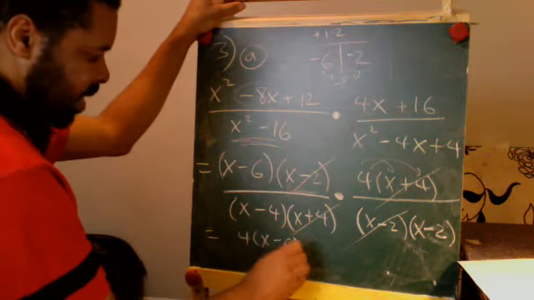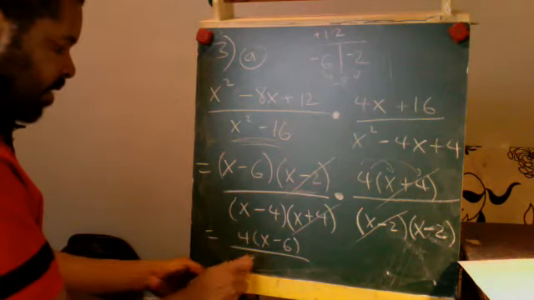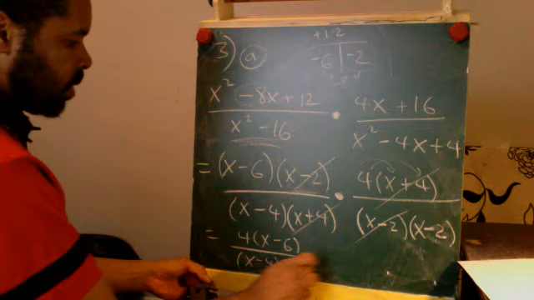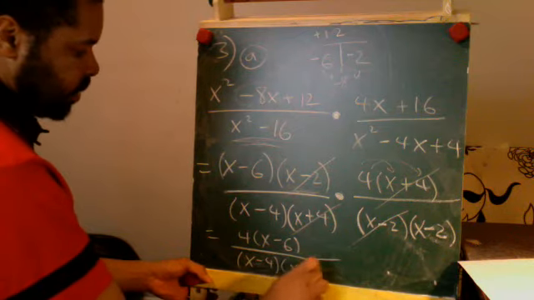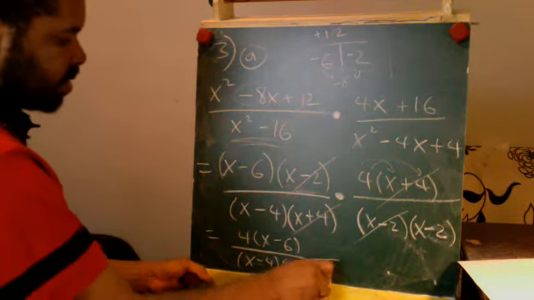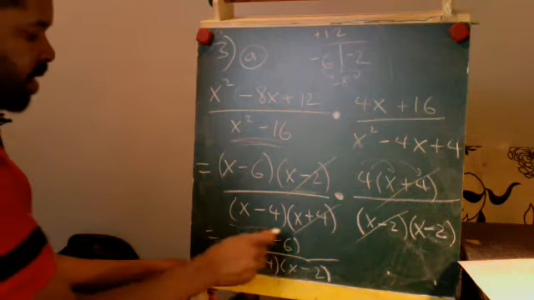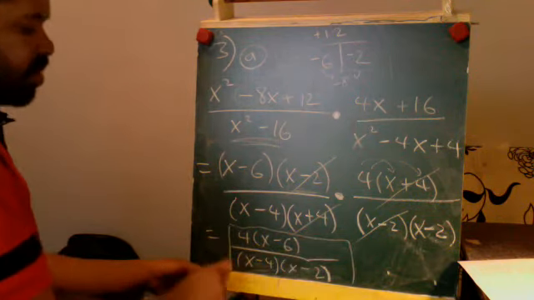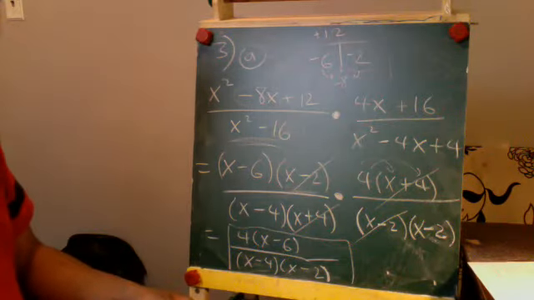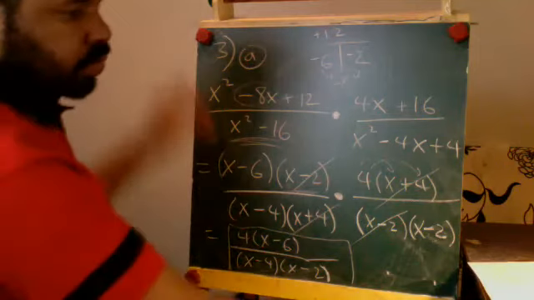I'll leave it like that. I'm not going to expand that. And in the denominator, I'm just going to have x minus 4 times x minus 2. All right? x minus 4 times x minus 2 in the denominator, and 4 times the quantity x minus 6 in the numerator. And so I'm checking my answers. Yes, my answer is correct. All right? So we're going to move on to another problem.